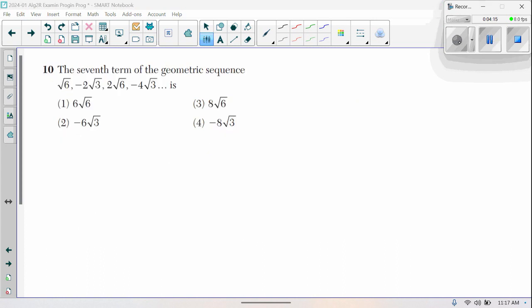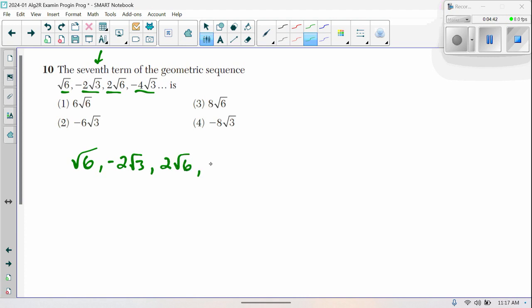Number 10 can be tricky. The 7th term of the geometric sequence, radical 6, -2 radical 3, 2 radical 6, -4 radical 3 is. First of all, they give us 1, 2, 3, 4 terms. We need the 7th, so I need to go out 3 more terms. So I have radical 6. I'm going to rewrite this. -2 radical 3, 2 radical 6, -4 radical 3. This is term 1, 2, 3, 4. I need 5, 6. I need the 7th term.